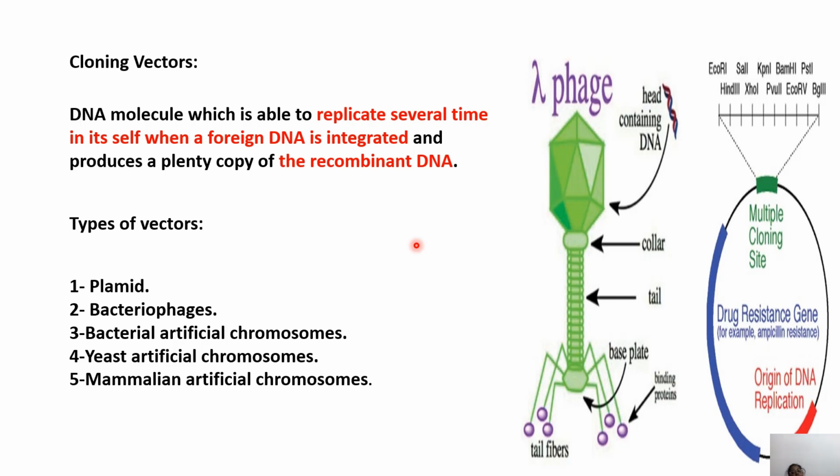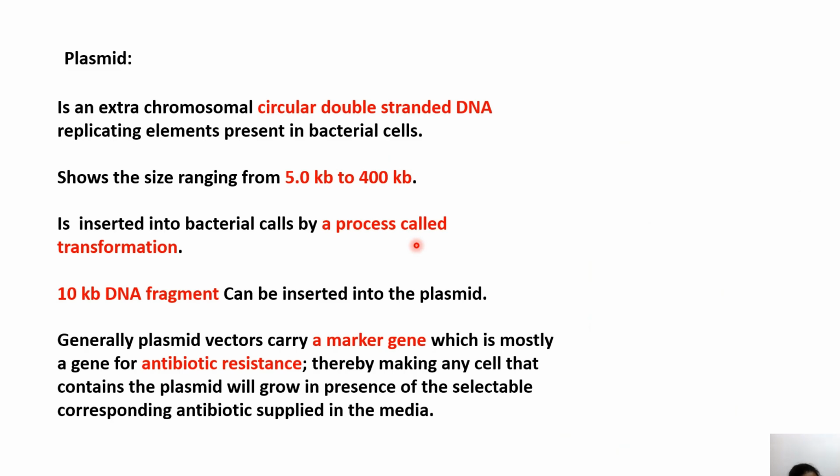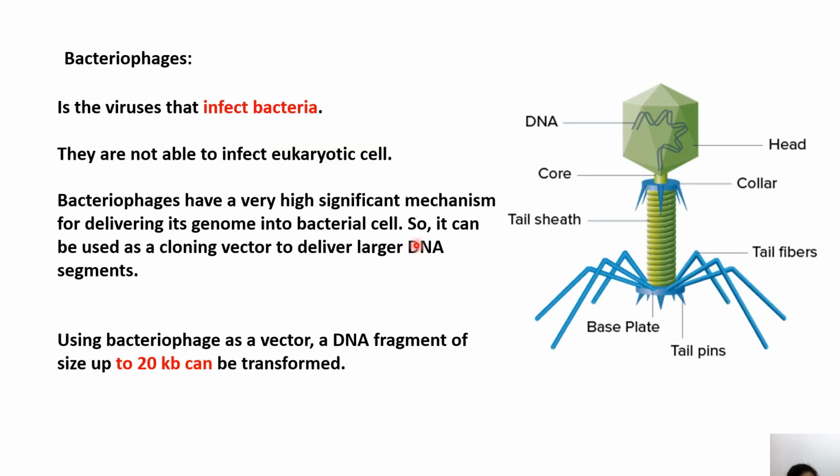So the cloning vectors basically are molecules which are able to replicate several times in a host when foreign DNA is integrated. So we have talked about all of these. We talked about bacteriophages, viruses that can infect bacteria. They are not able to infect eukaryotic cells. So they have a highly significant mechanism for delivering their genome into a bacterial cell. So it can be used as a cloning vector to deliver large DNA segments.